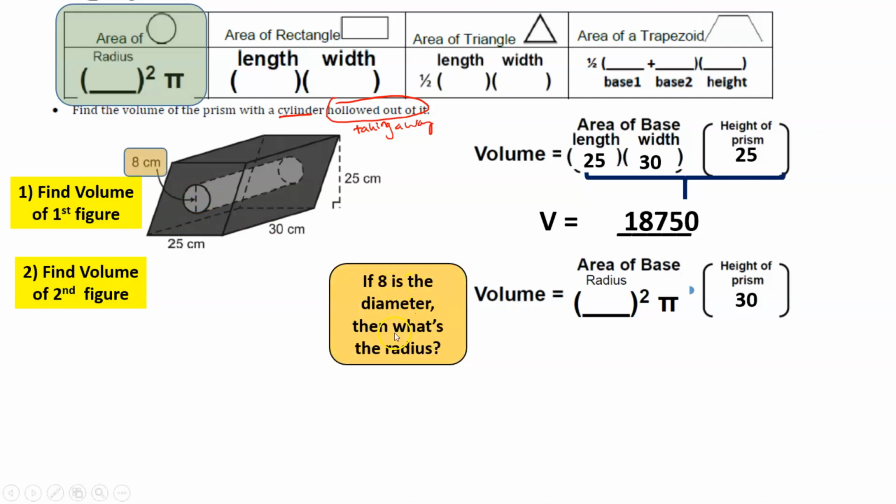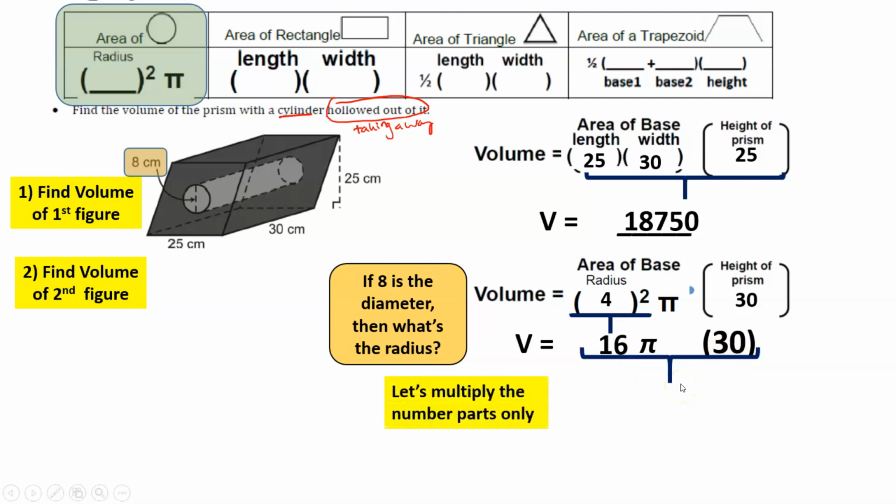If 8 is the diameter, what would be the radius? What's half of 8? About 4. So we'll go ahead and calculate what's 4 squared. 4 times 4. Notice how I'm still bringing down my pi and 30. That would be 16. 16 times 30 would be, let's multiply the number of parts. What would 16 times 30 be? 480.